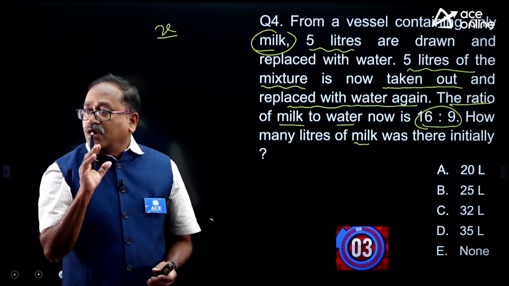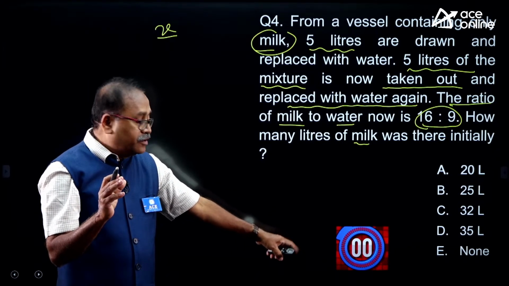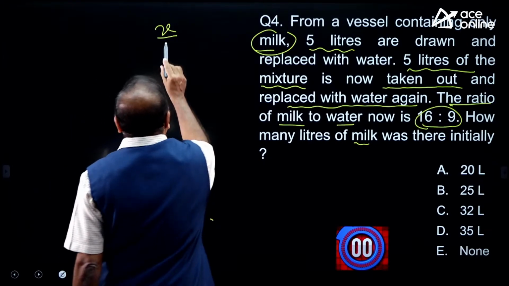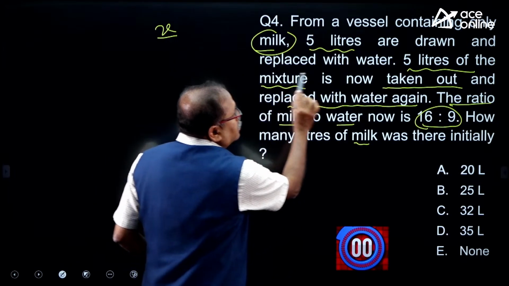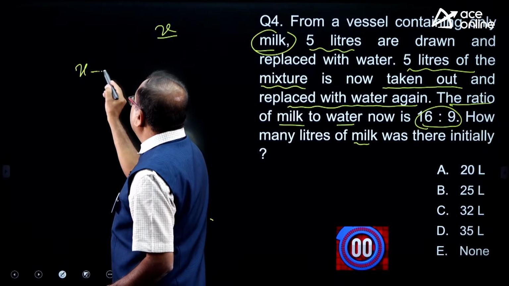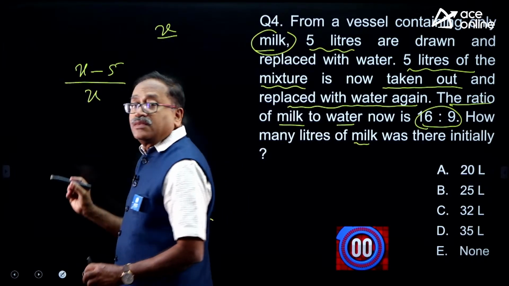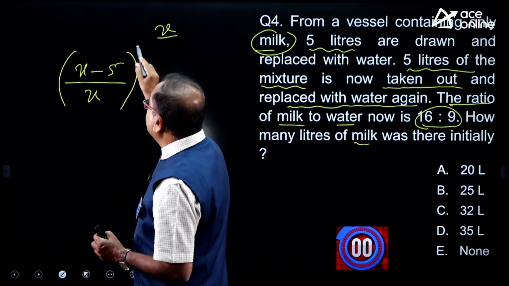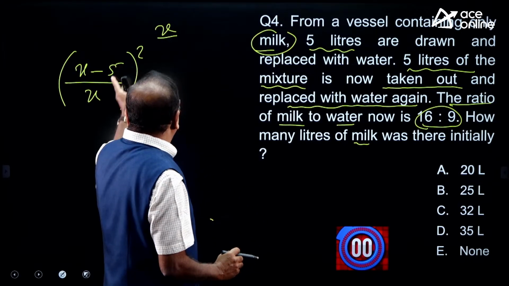Okay, so almost it is 1 minute. Anyone? Okay. So I will assume that the initial quantity is X. Now here 5 liter is drawn and replaced with the water. So I will first find it out, that is X minus 5. 5 liter is taken out of X. That means the total liter of milk. And this is happening how many times? It is happening 2 times. So to the whole power 2. And this is milk by total.